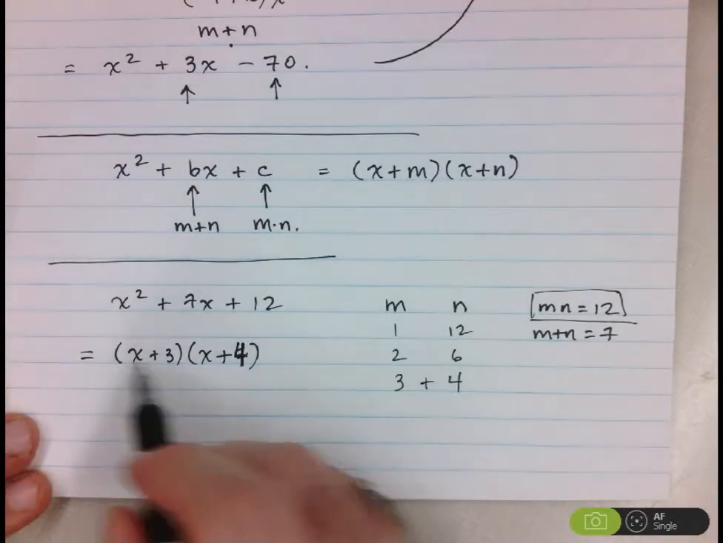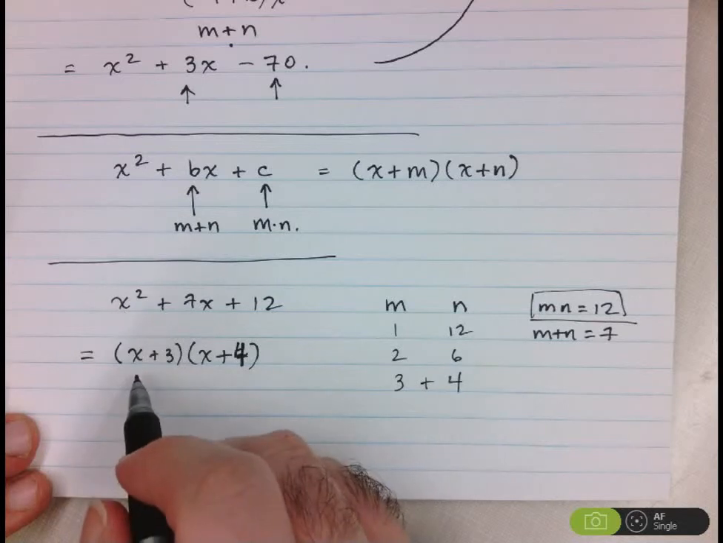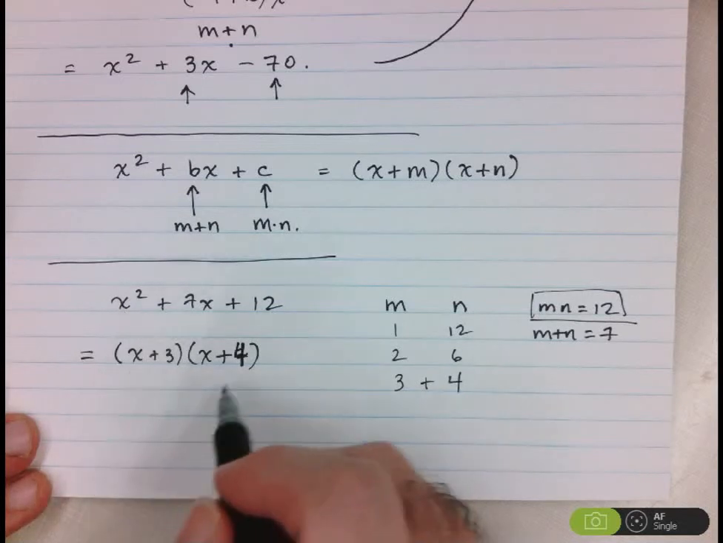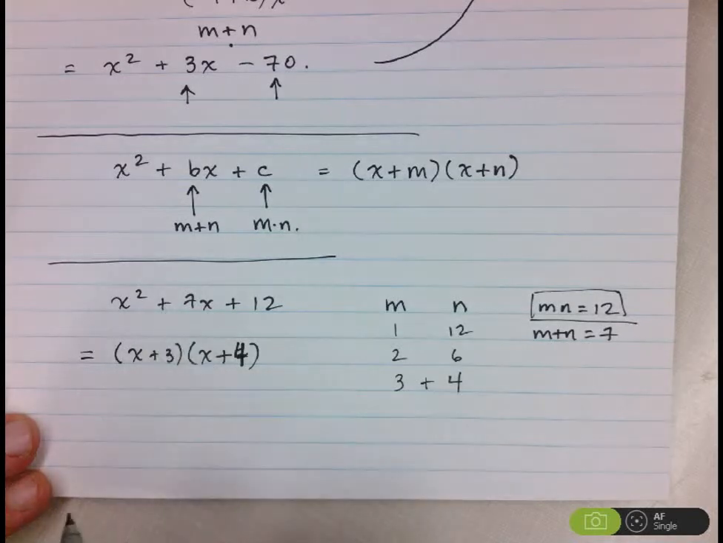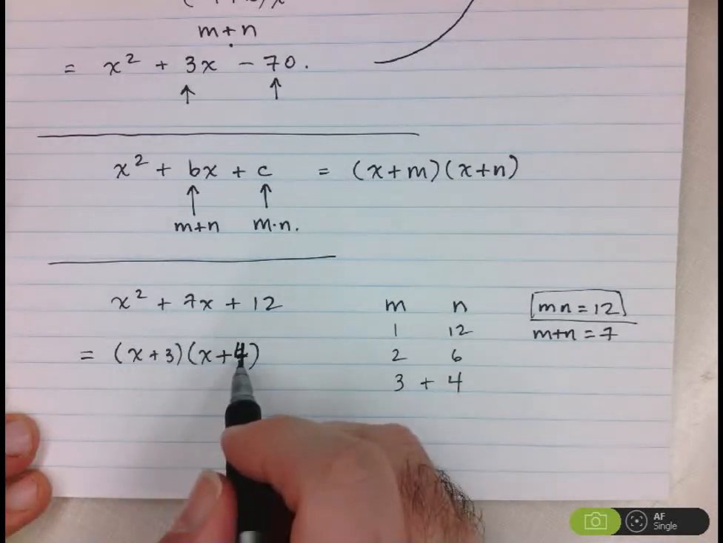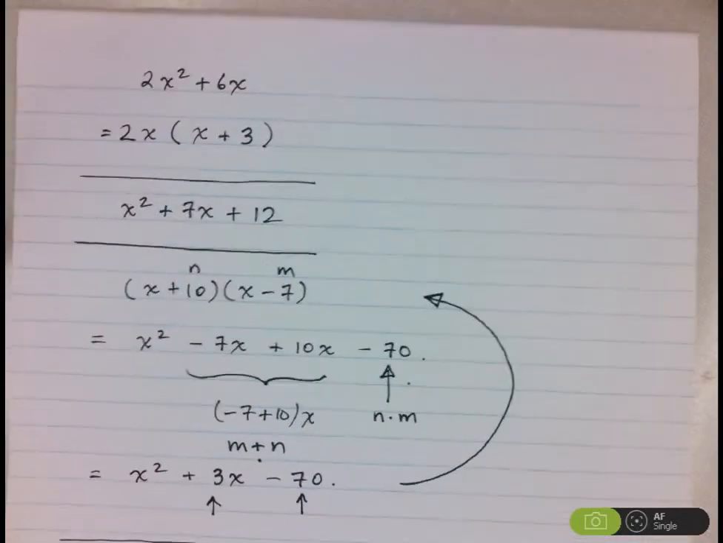Let's FOIL it. x times x, x squared. Let's do the outsides and the insides. x times 4, 4x, plus 3x, 7x. And 3 times 4, 12. And so we're on the right track here. It looks like we found our method. So let's just do a couple more examples here.